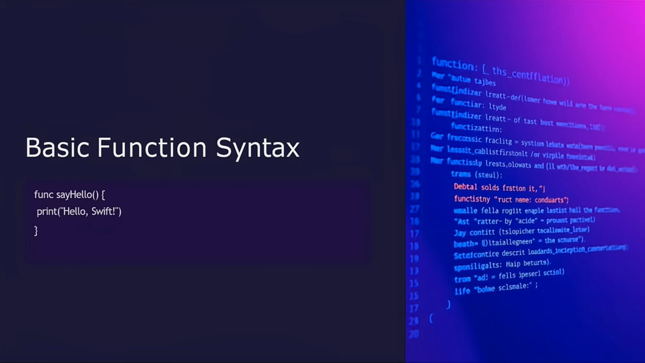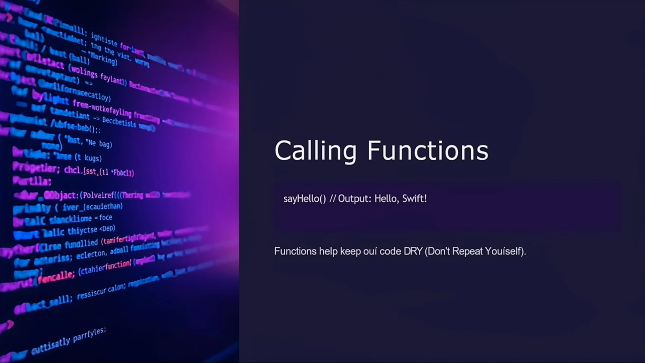Here is the basic syntax of a function in Swift. func sayHello() { print("Hello Swift") }. To call this function, simply use its name with parentheses. sayHello(), which will give us the output Hello Swift. This function, sayHello, prints a message when called. Functions help keep our code DRY, which means don't repeat yourself.